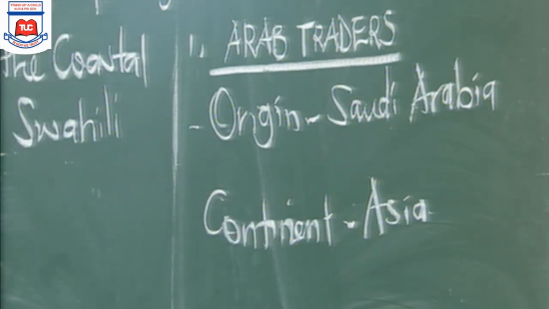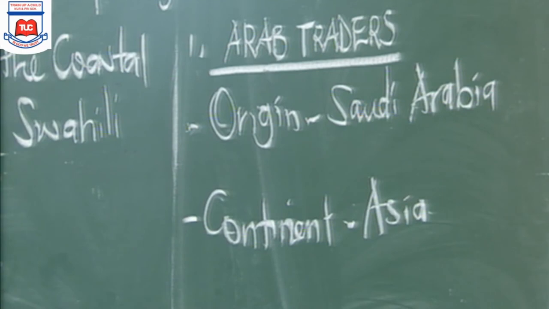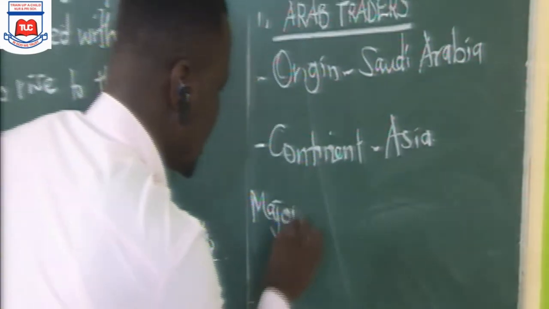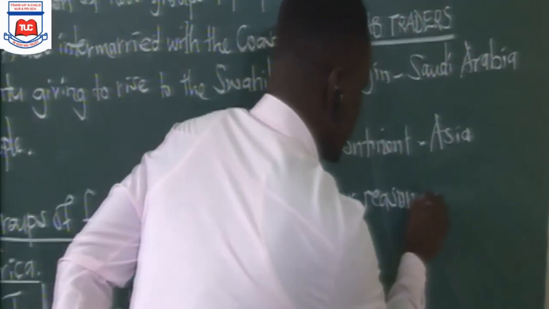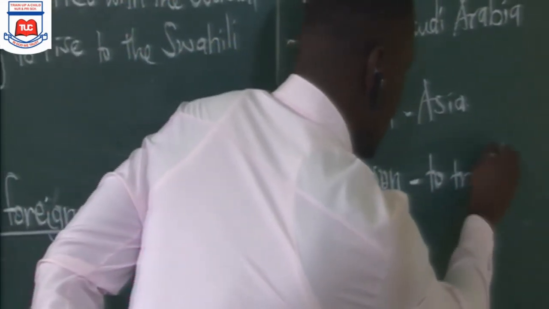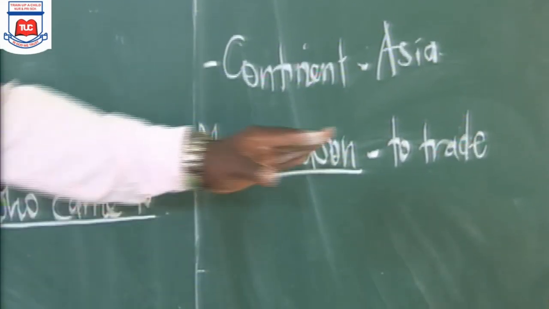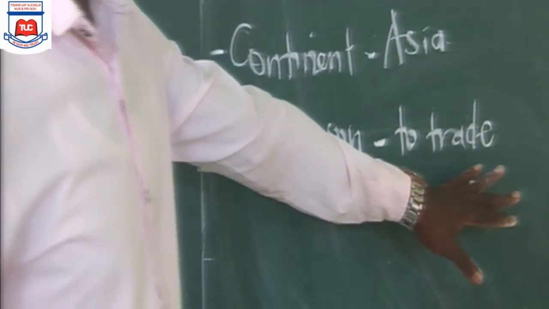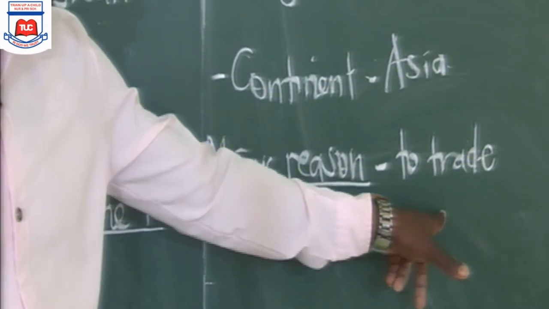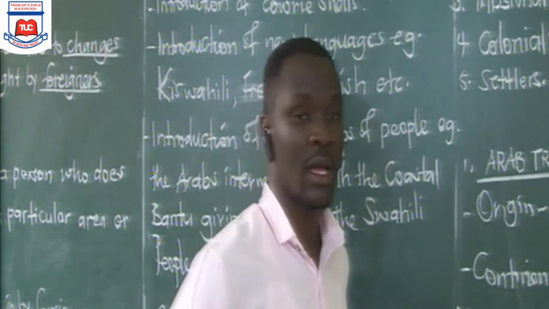Now, these people came from Saudi Arabia purposely to Africa to carry out what we call the major reason. We are saying purposely they came to carry out trade. But it does not limit us from understanding other reasons as to why they came. Carrying out trade was the major reason. However, there were also other reasons as to why these people came to Africa.